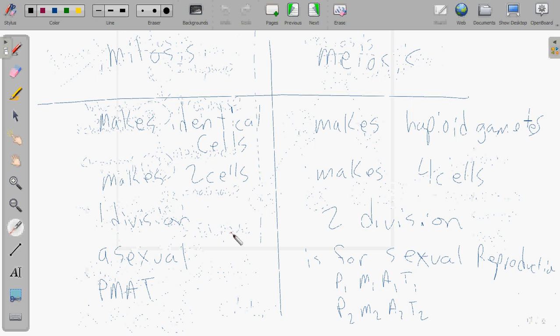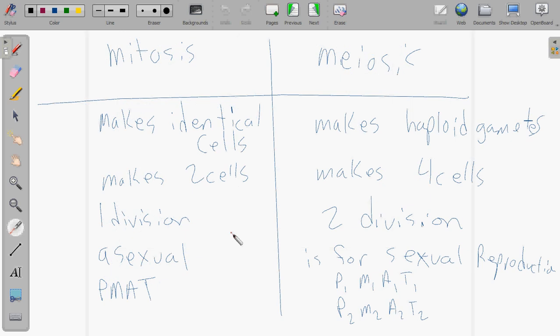Here's another breakdown. So mitosis, they make identical cells, makes two cells. It's only one division, it's asexual, and so you're going to have PMAT, prophase, metaphase, anaphase, telophase. Meiosis makes haploid gametes. It does not make identical cells. It makes 4 instead of 2. It has 2 divisions instead of 1, and it's for sexual reproduction.